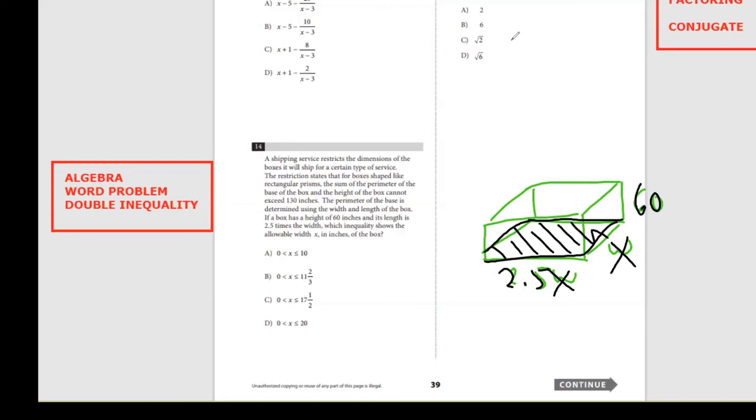Okay, so how can you solve for the allowable width if they unusually say it's not the volume? They use a different formula. How do we do this? So how can we do this, Ruth? Perimeter of the base plus the height is less than or equal to 130. What's an expression for the perimeter of the base of the box?